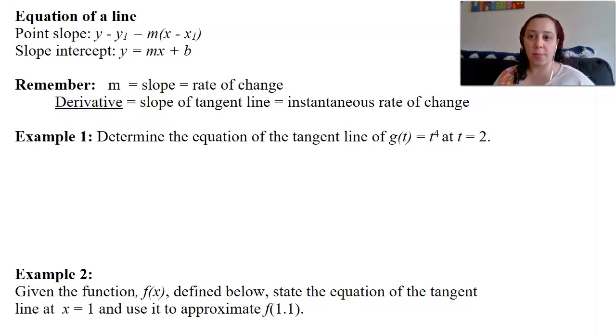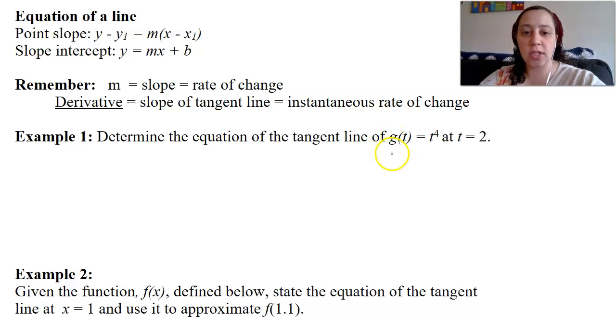So let's do an example. Determine the equation of the tangent line of g of t equals t to the 4 at t equals 2. The first thing we need to find is our slope. To find our slope, we need to take the derivative. So here's my g of t function. Let me find g prime of t.